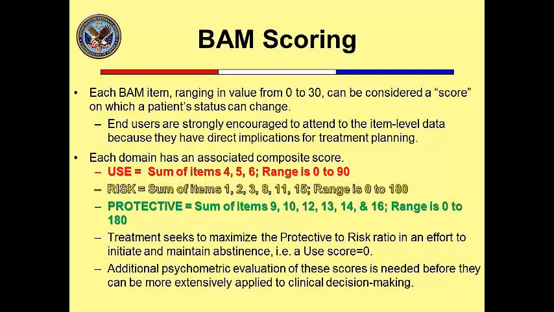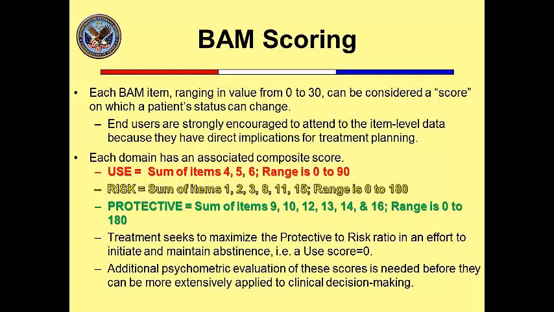In terms of how a treatment provider might, generally speaking, examine the scores vis-a-vis the patient's trajectory and care, well, the general goal would be to maximize the protective factor score, minimize or zero out the risk score so that the ratio of protective to risk is maximized, with the ultimate goal of having a use score of 0, which would indicate abstinence from substances.